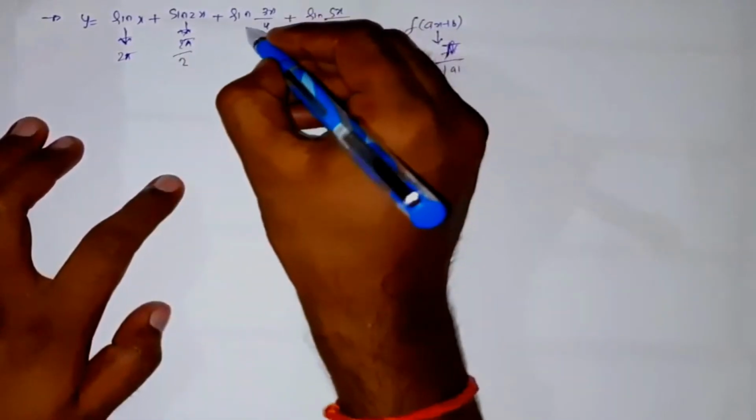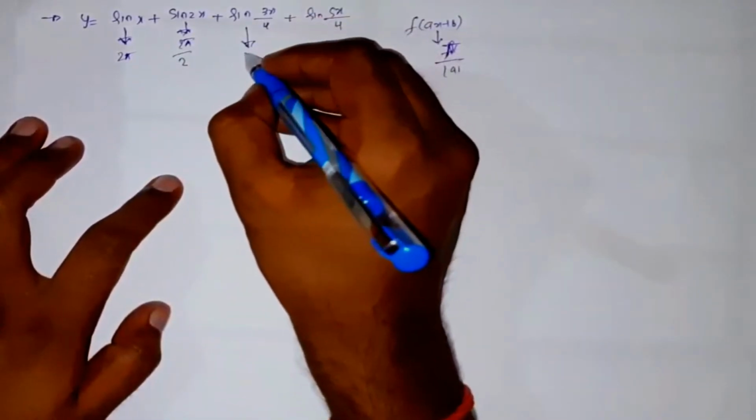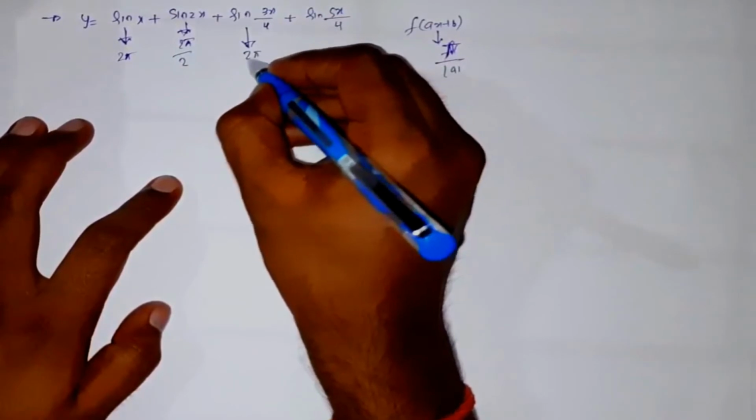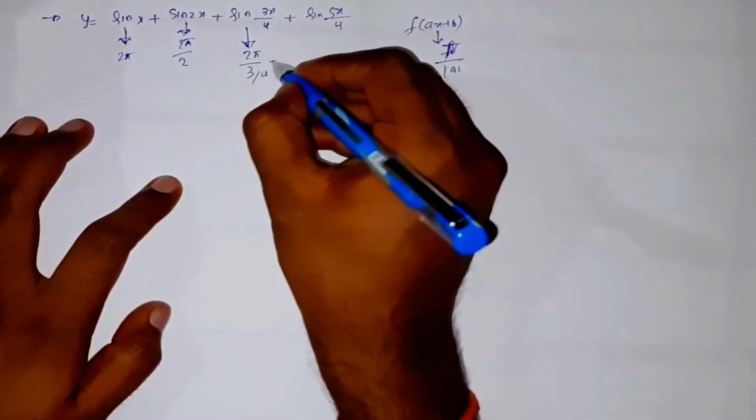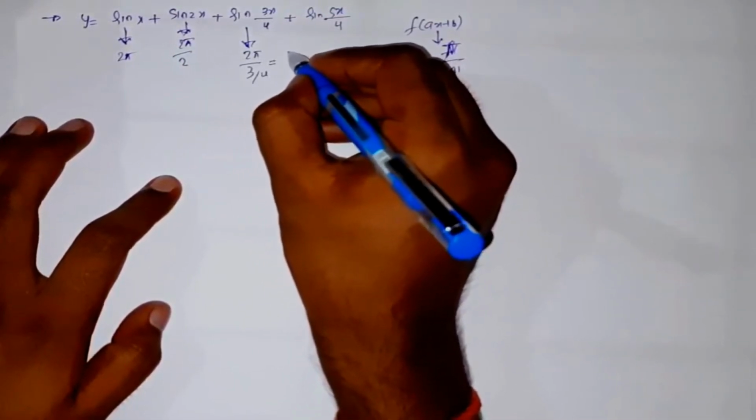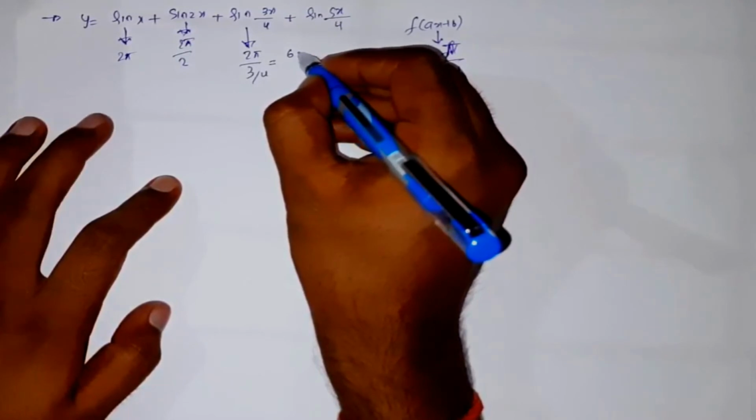Now what do you do? You simply take the period of sin 3x by 4, that is 2 pi divided by 3 by 4, that is 8 pi by 3.